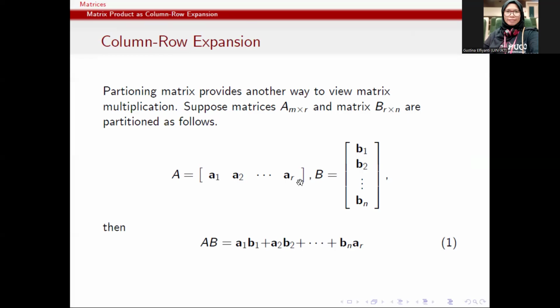Then the product AB can be written just like we multiply A with B. So the product AB is A1 B1 plus A2 B2 and so on, plus AR BR. We call this equation the column row expansion of AB.